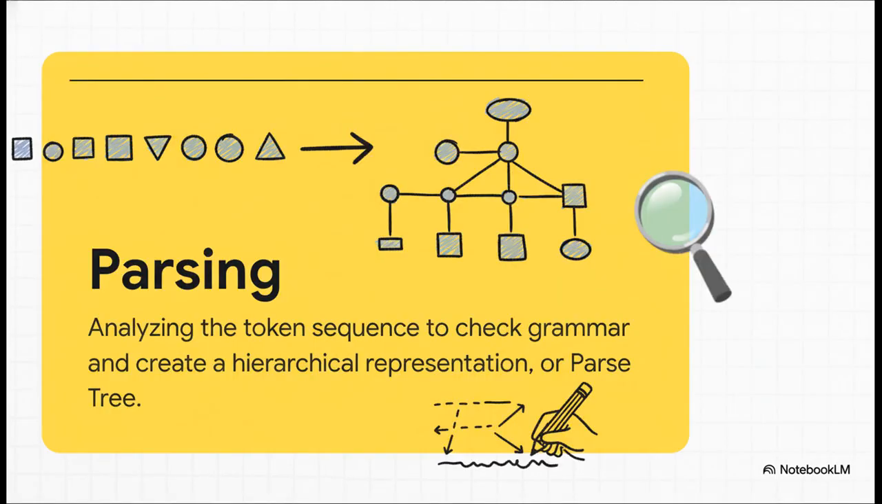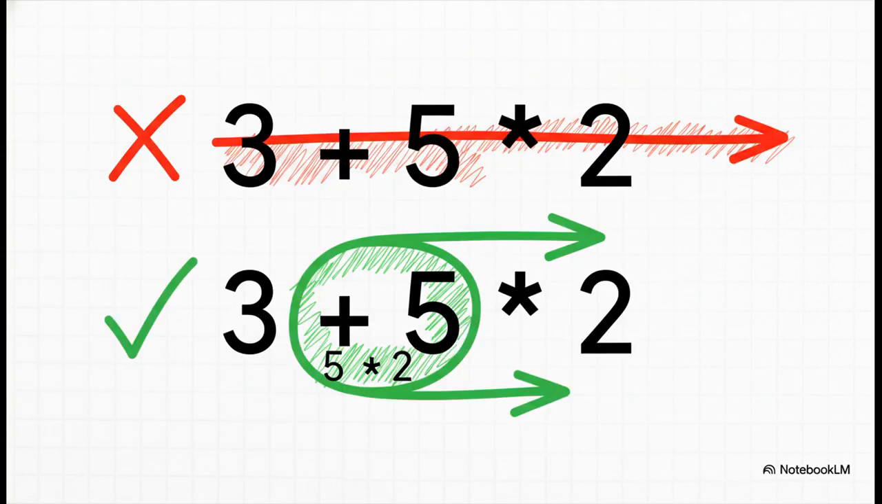All right, next up, parsing. Now that we have all our words, or tokens, the parsing stage is kind of like diagramming a sentence back in English class. It takes that flat list of tokens and figures out how they all relate to each other based on the language's grammar rules. It's all about building a structure. And for anything even slightly more complex, this structure is absolutely crucial. I mean, think about this expression. If the computer just read it from left to right, it would get the wrong answer. It needs to understand the proper order of operations, just like we do.